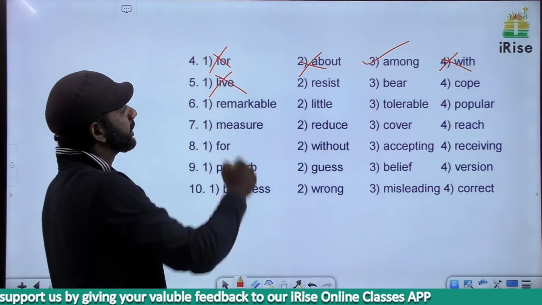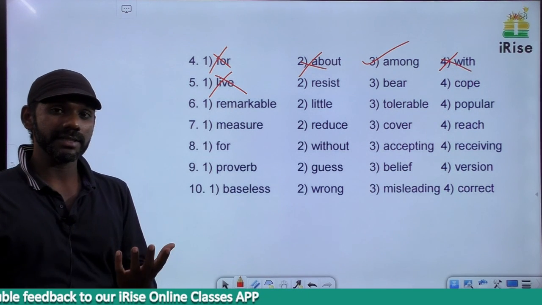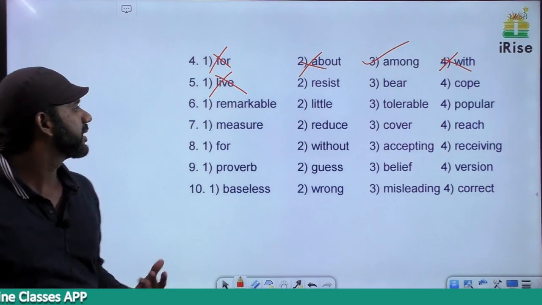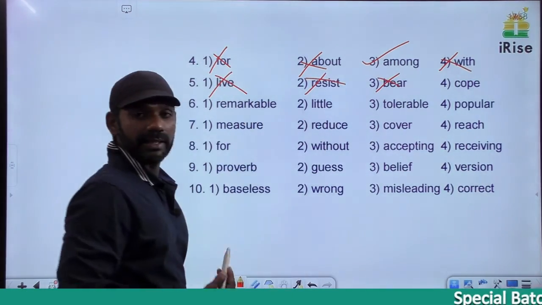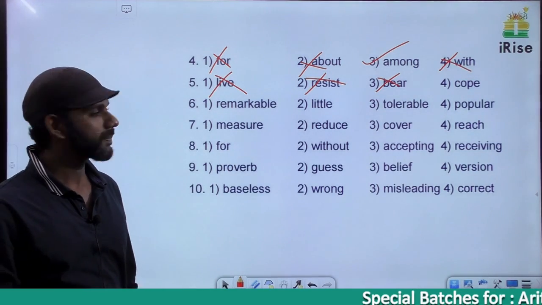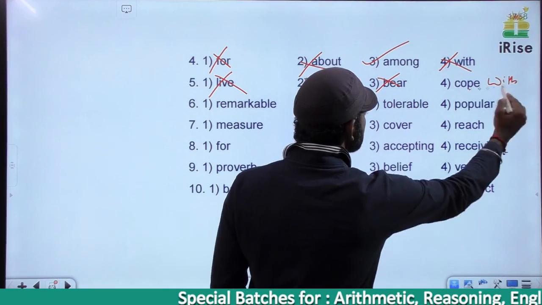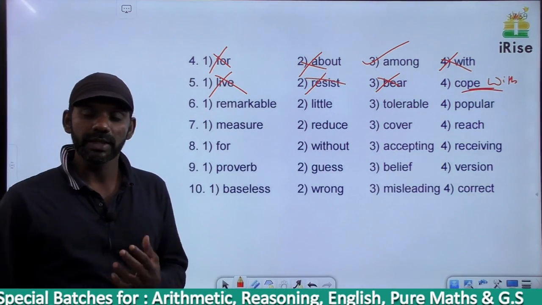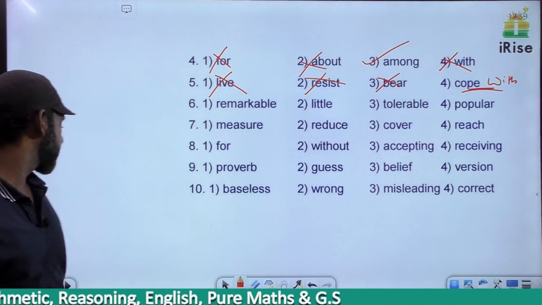The camel cannot live with desert life. Does not make sense. Eliminated. Resist means like going against. The camel doesn't resist desert life. It adjusts with the desert life. Eliminated. Bear with desert life is a wrong usage. The camel bears desert life is okay. Cope with. Cope with is a correct usage. And cope with means to get adjusted to, get used to, get accustomed to, get habituated to. So cope with is a correct usage.